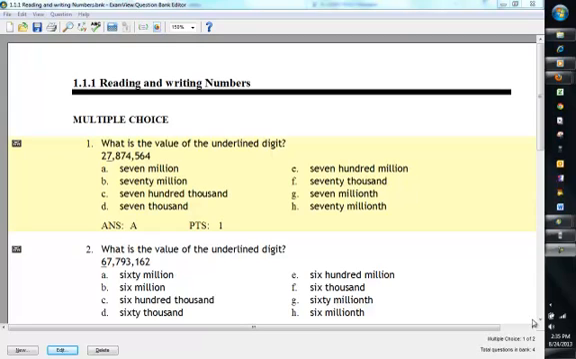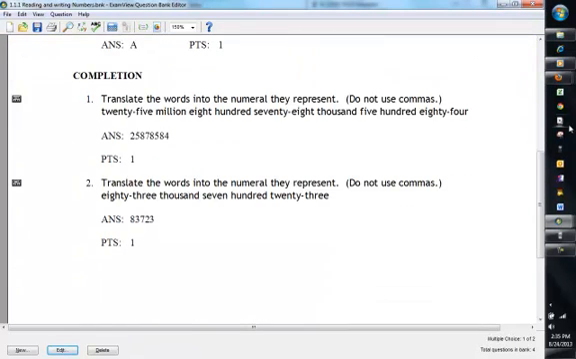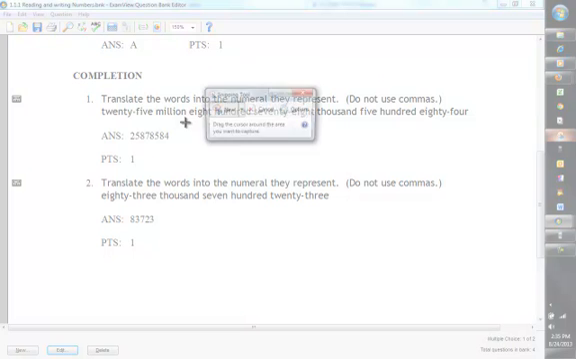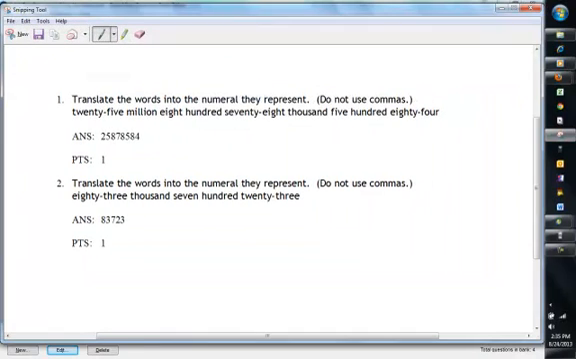These are how to do the questions for number 1.1. There are 6 sections, so make sure you do all 6 of them. But here is one of the types of questions that you have to do: translate the number into the words, the digits that they are.